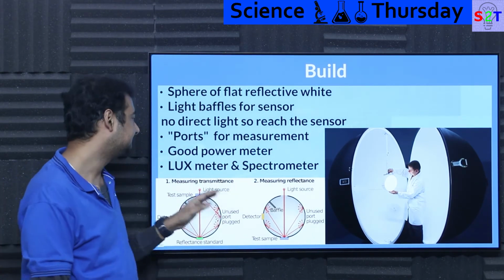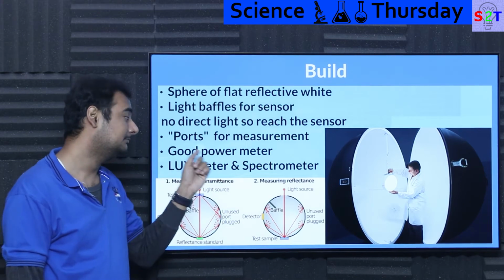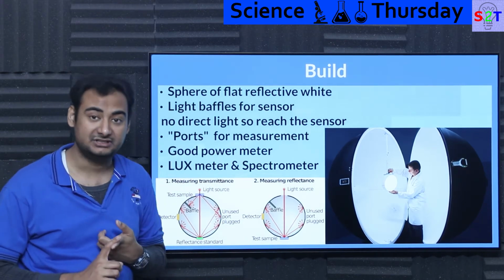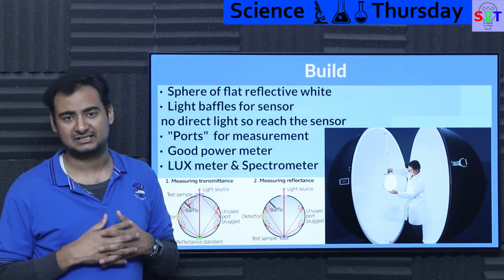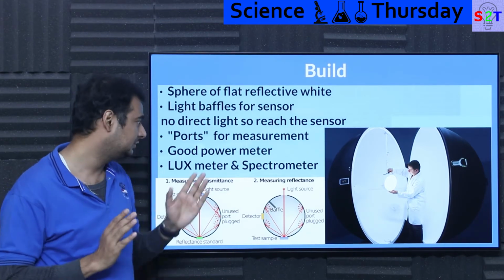You can also have that, and you must have very good power meters. For example, if you're talking about a DC system, you must have a good voltage and amp system. Basically, light fixtures that generally work in a car will have a good power meter.